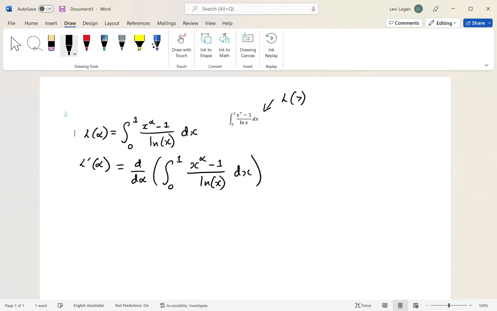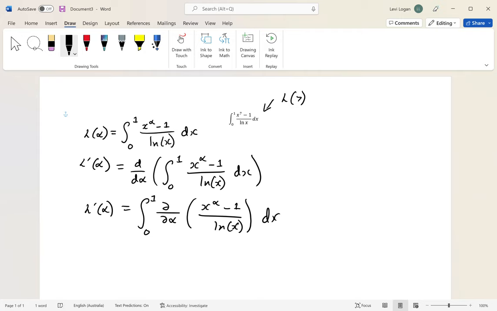Now, the Leibniz technique says if you do this, you can bring the derivative inside the integral and turn it into a partial derivative. So L dash of alpha is equal to the integral from 0 to 1 of the partial derivative with respect to alpha of this whole thing. A partial derivative lets every other variable equal a constant except for the variable you're differentiating with respect to. So our x's in here are now constants, and this becomes very easy to differentiate.